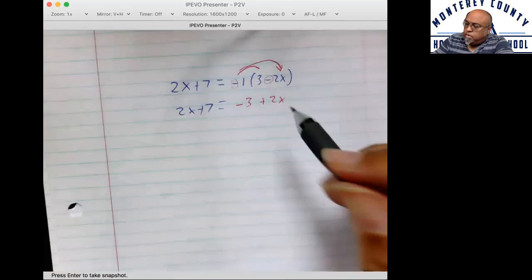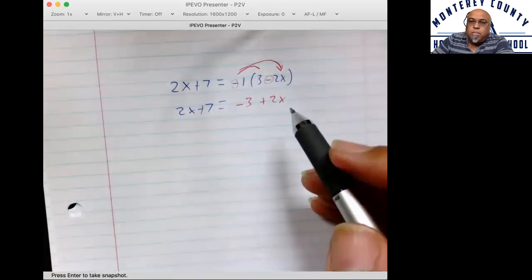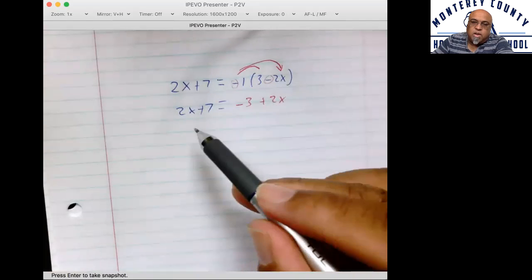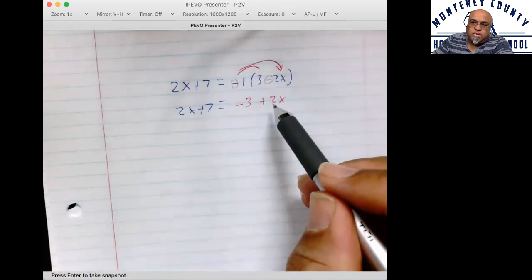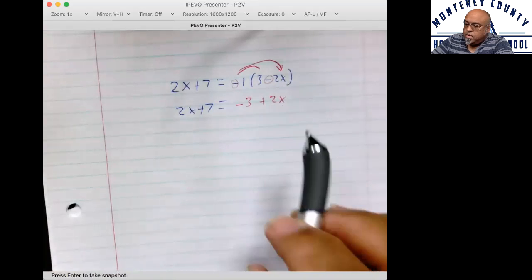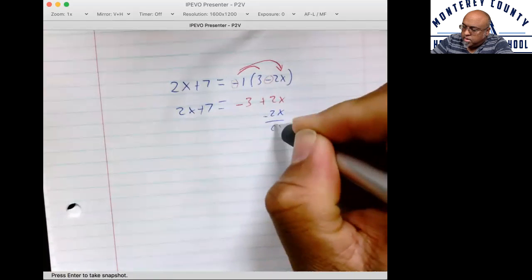Now, what I want to do is I want to move 2x over to the other side. Now remember, I can't stress this enough, when I have a variable on both sides, I don't divide to get the variable isolated. What I have to do is I have to subtract or add the entire term, meaning the number and the variable together. So I'm going to subtract 2x from both sides of my problem.